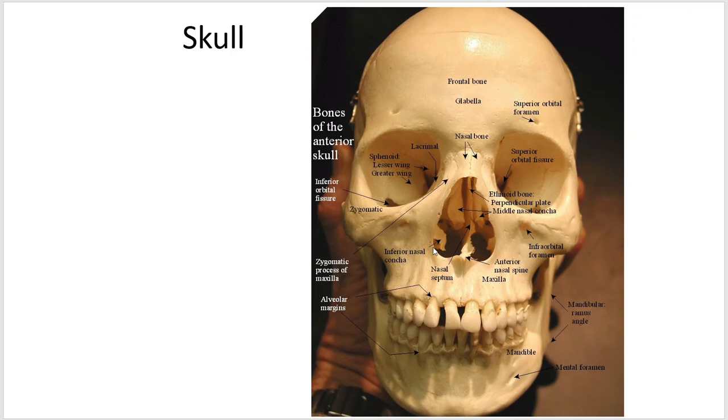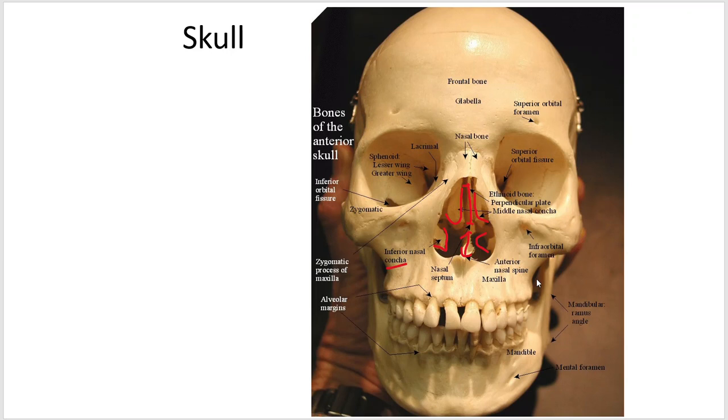Okay, if you look inside the nose, you'll see a pair of these here and a pair here. Now this guy and this guy are entirely separate bones. These guys are called the inferior nasal conchae.